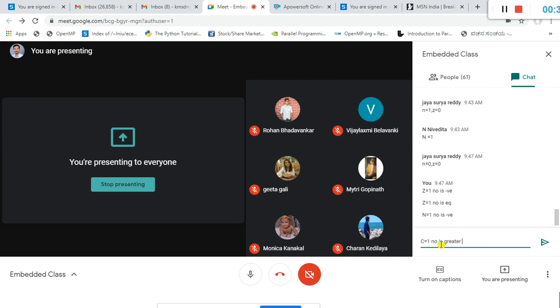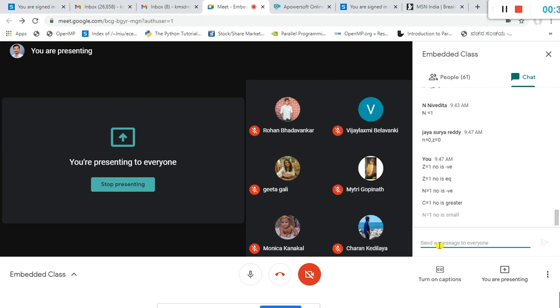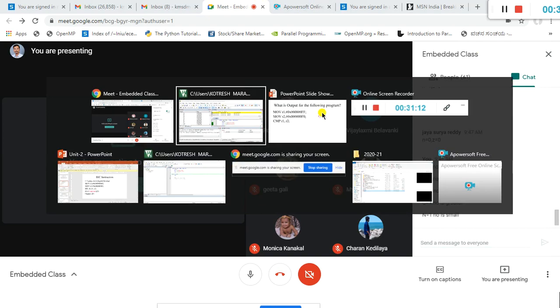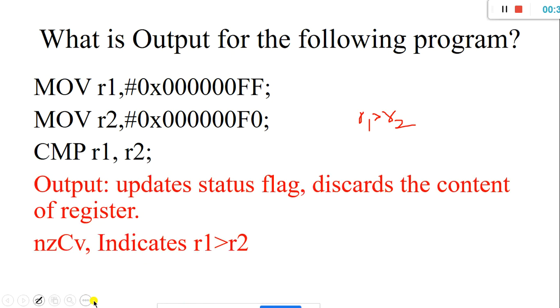That's it. Here n equal to 1 indicates that the number is small. Number is equal, number is small, number is greater. These are the flag statuses that vary when we use compare instructions. Only the carry flag is going to be high, so this indicates the first number is bigger than the second.